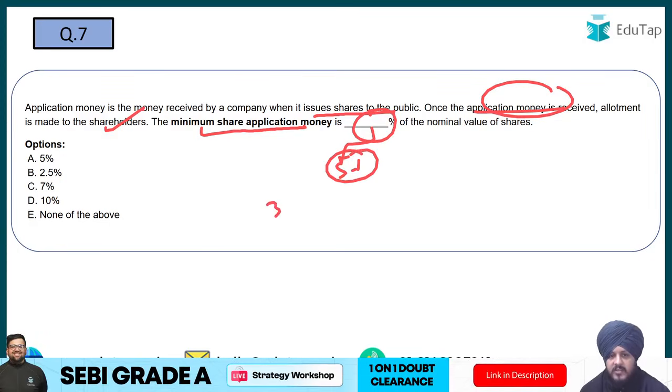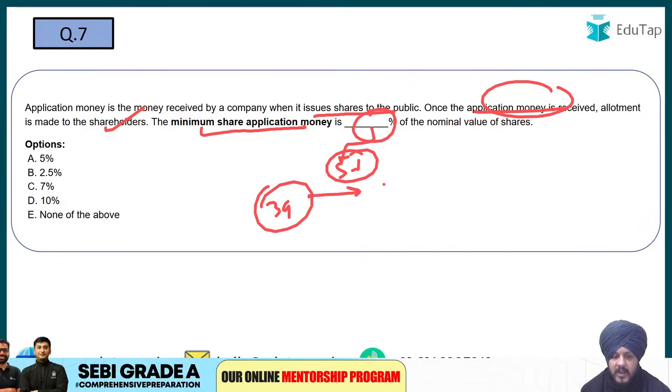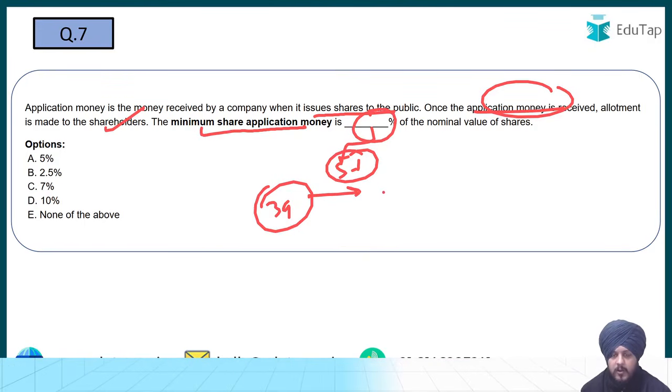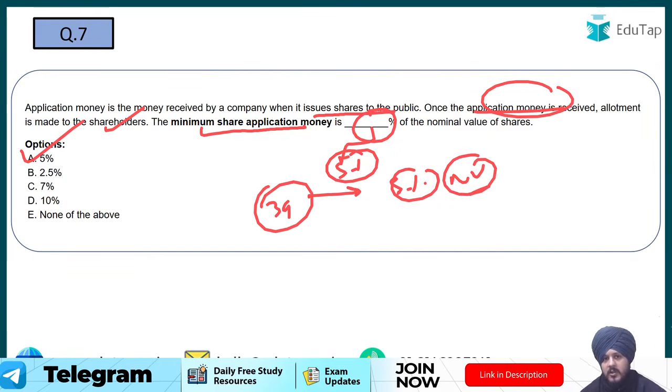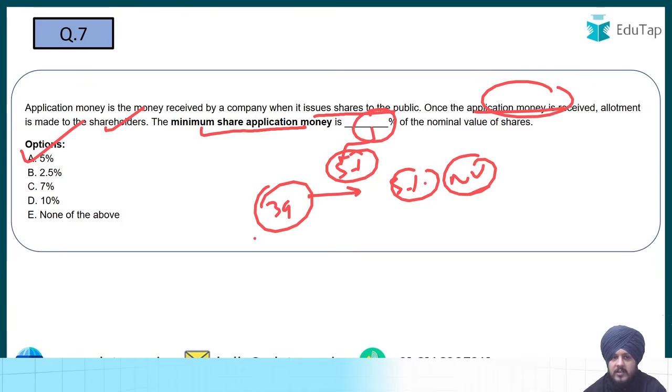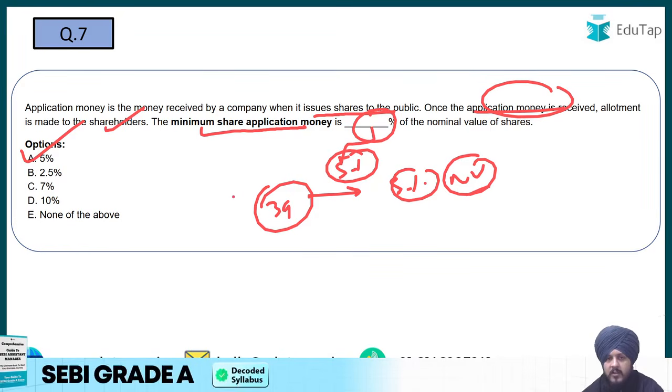If you talk about section 39 of the Company Act, you must be knowing about this section. Section 39 of the Company Act basically says that a company issuing shares to the public must receive at least 5% of the nominal value of shares as the application money. So 5%, A is going to be the correct answer to this question. Now these were the questions that were asked in the year 2022 regarding company law.